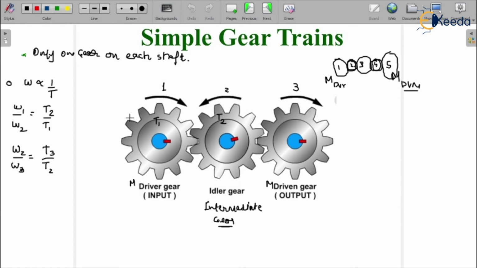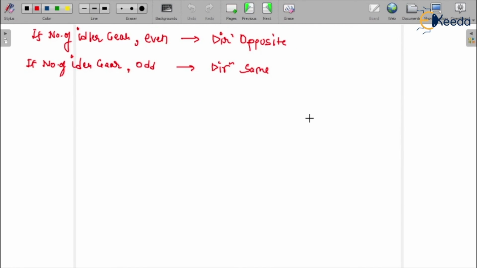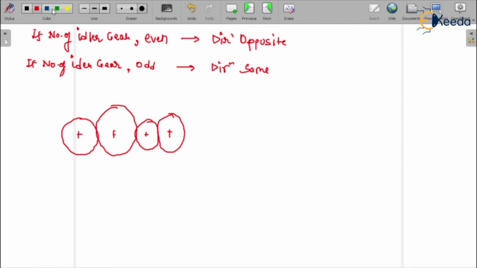So here you can see the driver direction is clockwise, and finally the driven direction will be clockwise. That's why the direction will be the same for the driver and the main driven. If the number of idler gears is even, let me consider an example. This is the first gear, this is the second gear, this is the third, and this is finally the fourth. Here there are 2 intermediate gears, or idler gears, you can say.